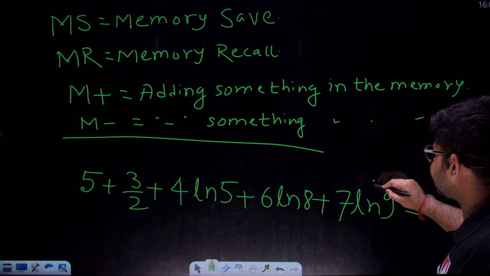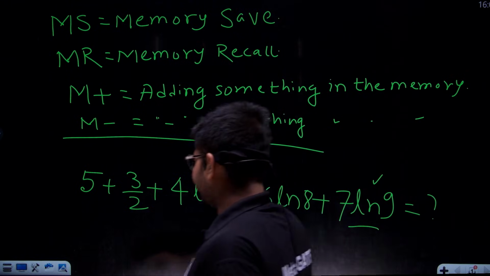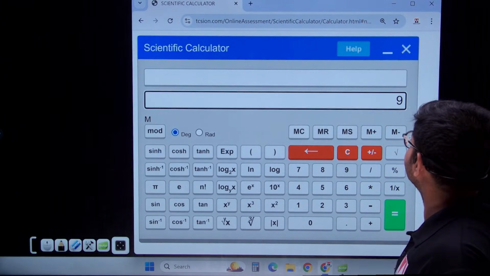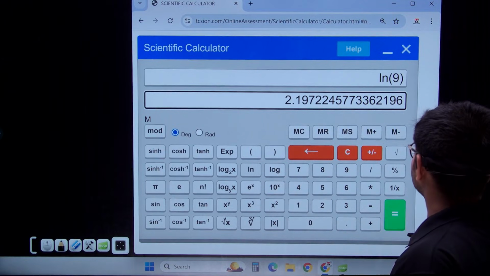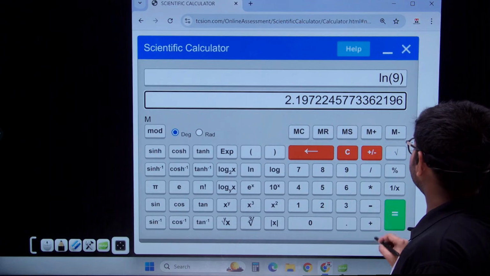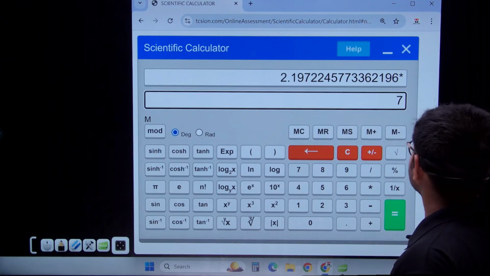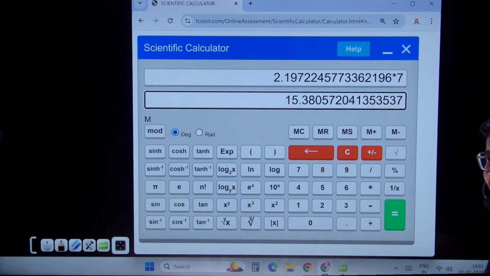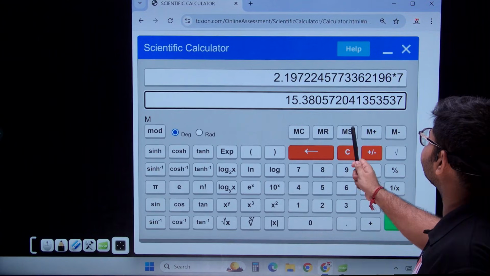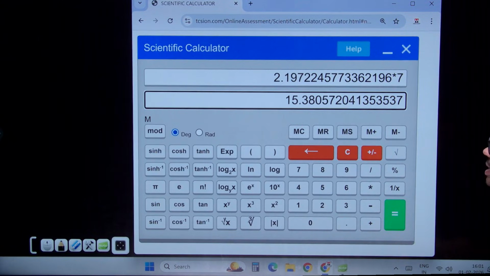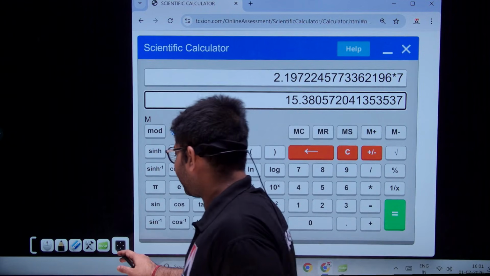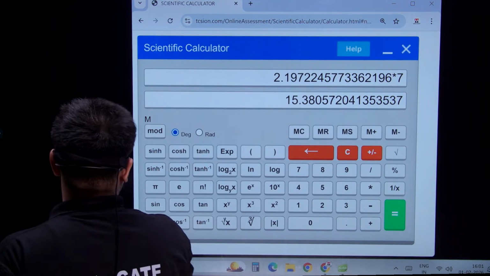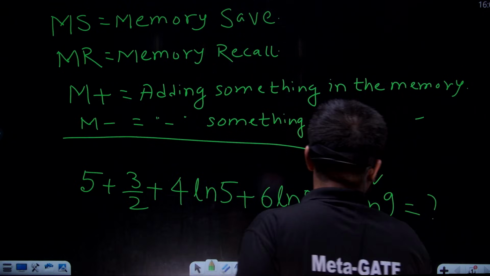Say for example 7 ln 9. So I am going to calculate this first, 7 ln 9. So 9 ln, whatever is there, you multiply it with 7, right? You will get the result. So this is the result for 7 ln 9. Now you are going to save it. I am going to click on ms. So in the memory save, it got saved, right? That is already saved. After that, 7 ln 9 is done.